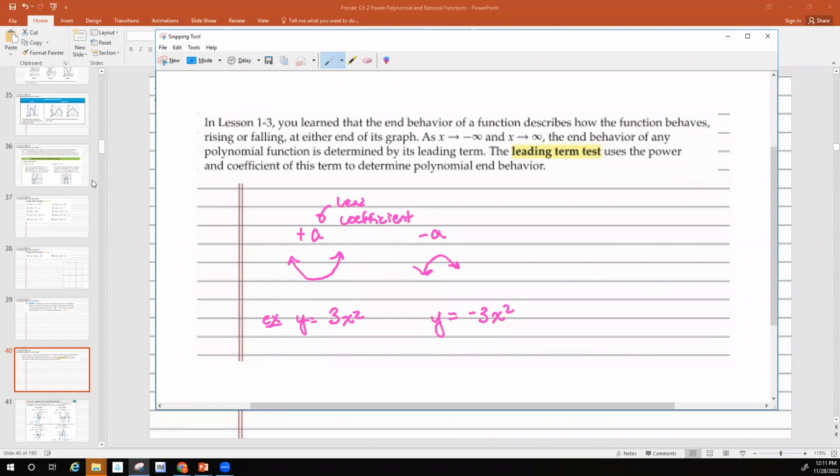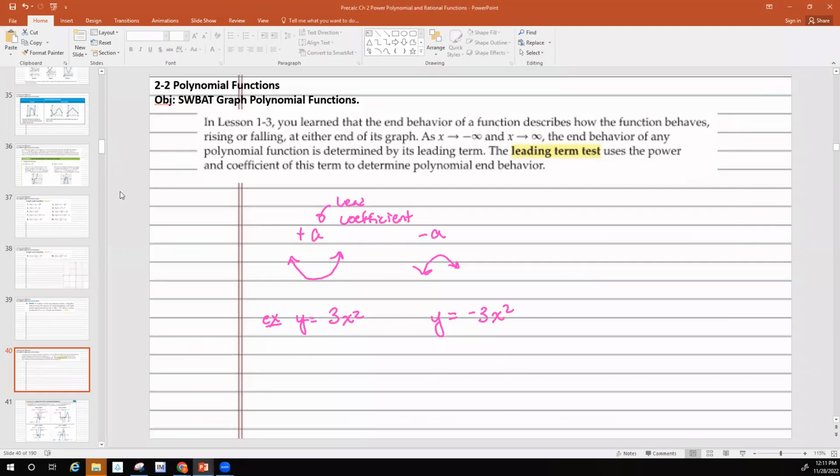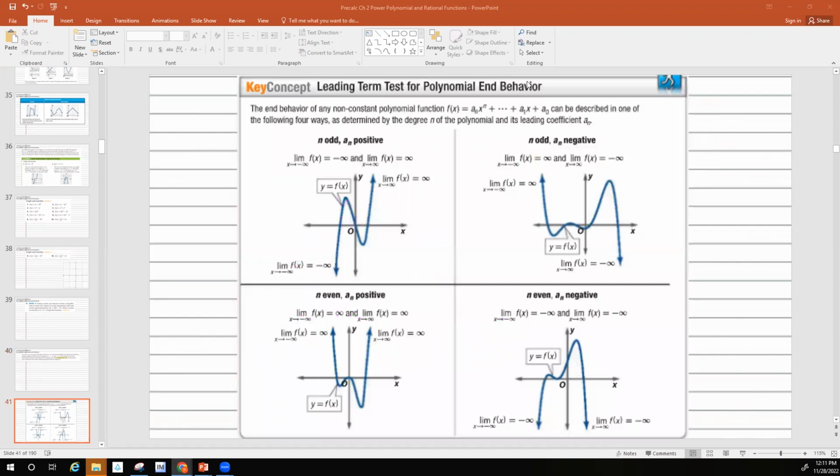So it tells us the end behavior. If the a is positive, as x approaches negative infinity, as it goes to the left, then f(x) approaches positive infinity, it goes up. And as x approaches positive infinity, as it goes to the right, f(x) approaches positive infinity as well. It goes up. Now these are the different types for even and odd polynomial functions, based on degree.